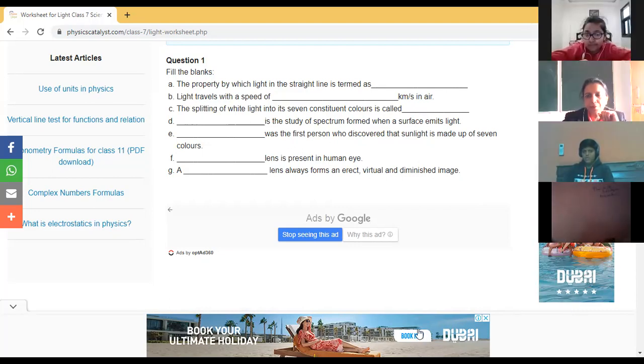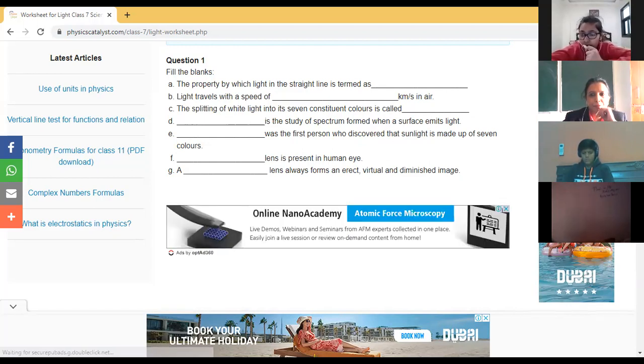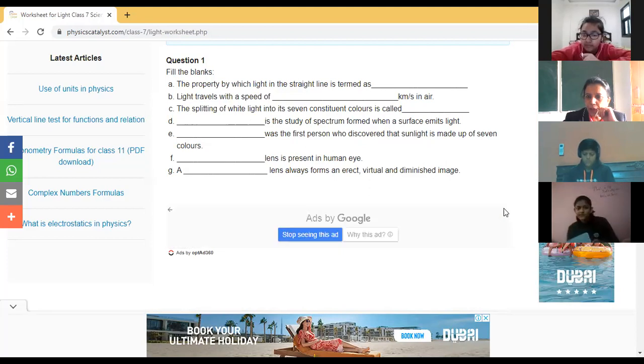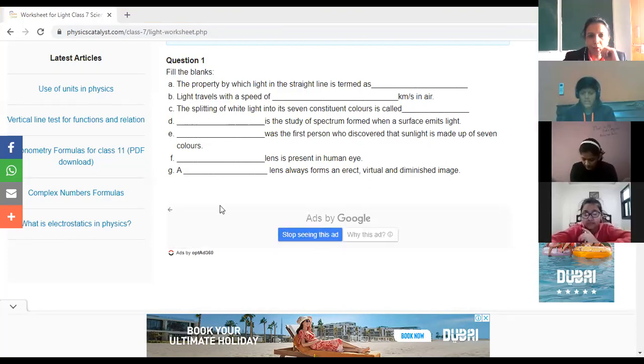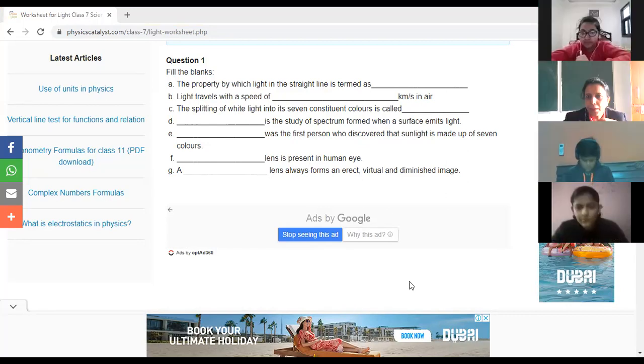Yes, Mahi? Ma'am, Newton. Yes, he was Newton. Have you read about the Newton disk? So the name was kept after his name. Next: dash lens is present in a human eye. Mahi? Ma'am, convex lens. Convex lens is already inbuilt. That is already present in our eyes.